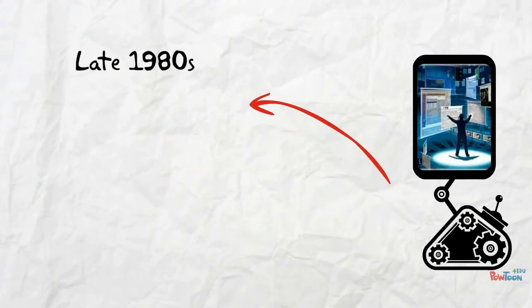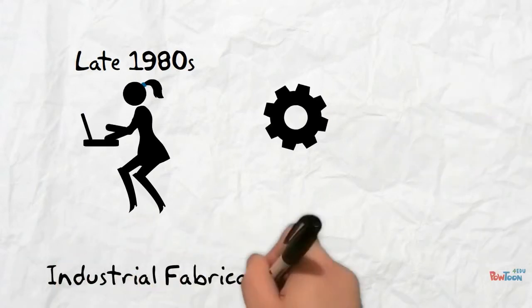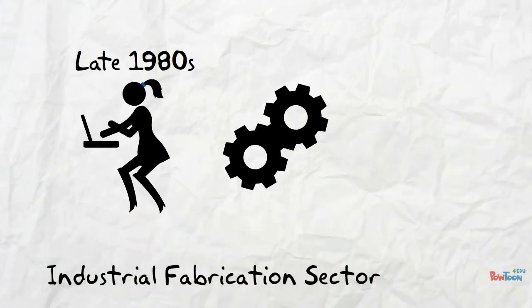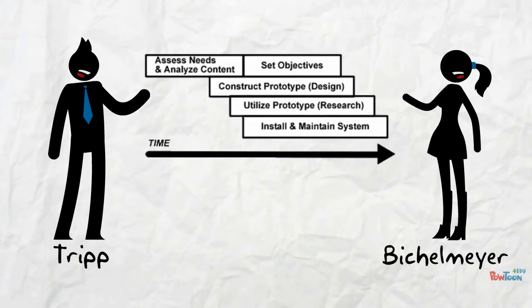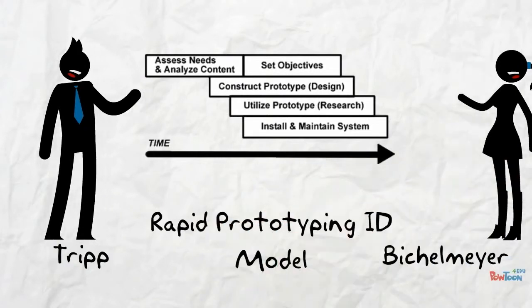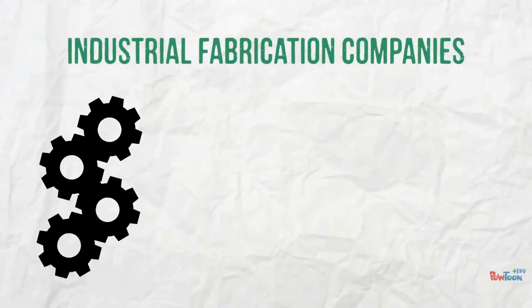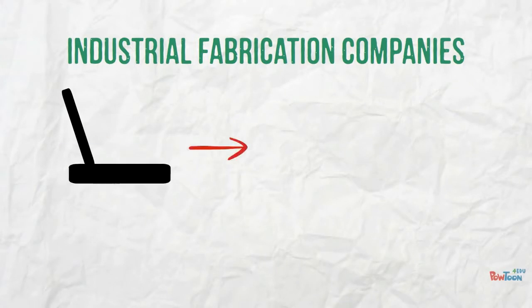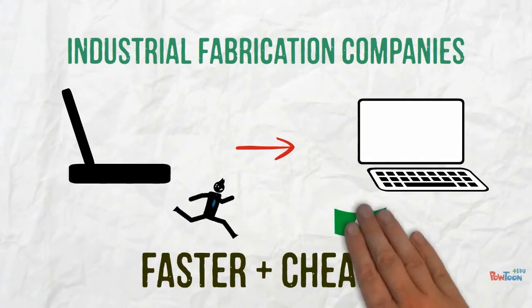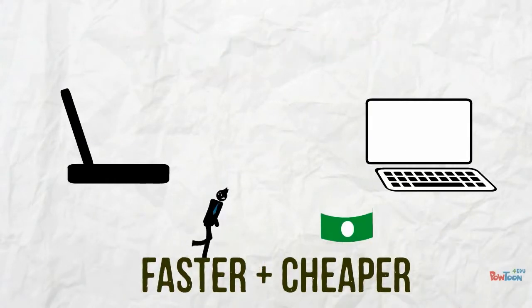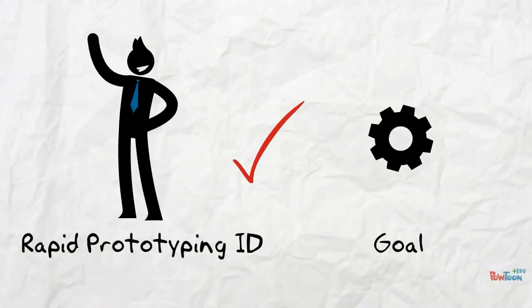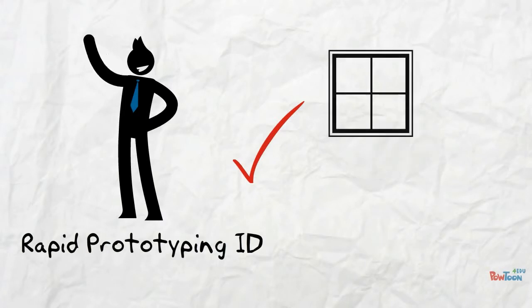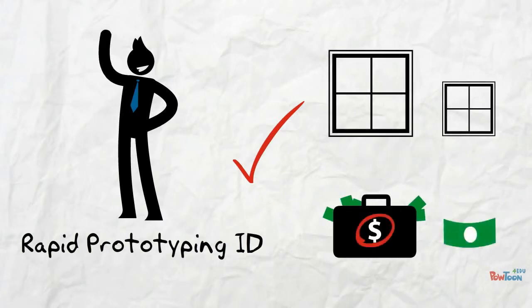In the late 1980s, rapid prototyping was beginning to take place in the industrial fabrication sector. As a result, in 1990, Stephen D. Tripp and Barbara Bichelmeyer developed the rapid prototyping instructional design model. Industrial fabrication companies were wanting to find ways to reduce the development time and get their products to market faster and cheaper. Rapid prototyping instructional design also has a similar aim, with the end goal of producing more effective instructional design that has a shorter development window and lower cost.